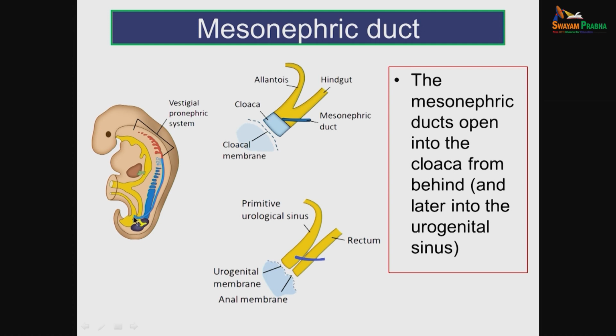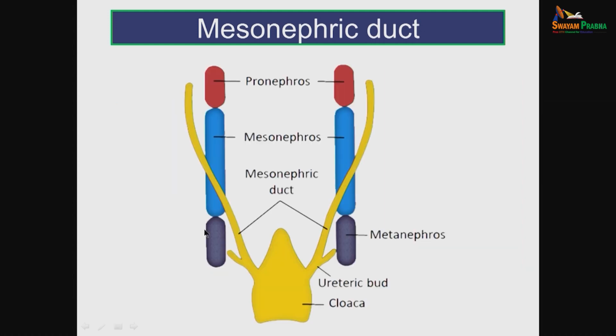So, this mesonephric duct, you can see in this picture also, a diagrammatic representation on the right side. The mesonephric duct initially opens into the cloaca. After some time, it opens into the primitive urogenital sinus when the cloaca gets subdivided. This is also represented in the left picture. This is again to show the mesonephric duct opening into the cloaca, and a picture showing the development of pronephros and mesonephros. We will talk about the development of metanephros.